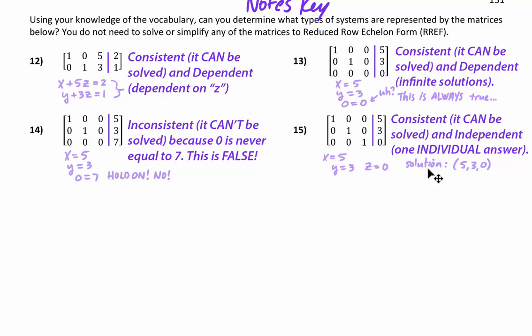And then if it can be solved, are we dependent on anything, or are we independent in getting an individual solution? Let me know if you have any questions. I'd be happy to help, and hopefully that explanation helps those terms make a little bit more sense.